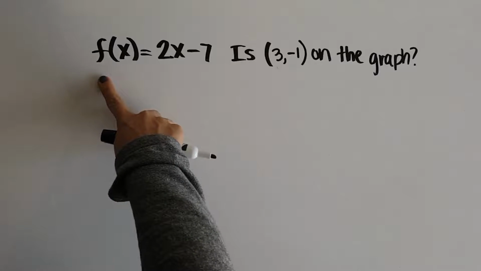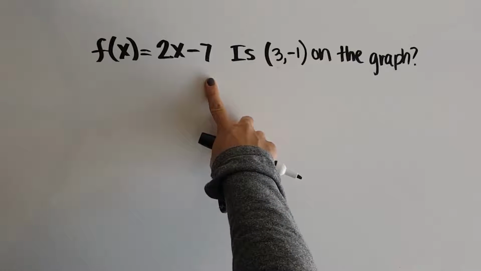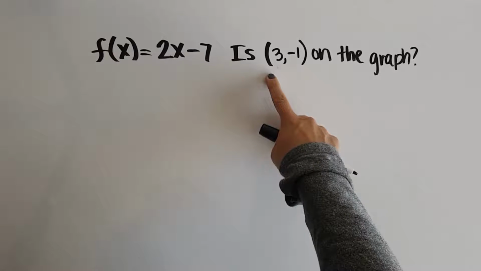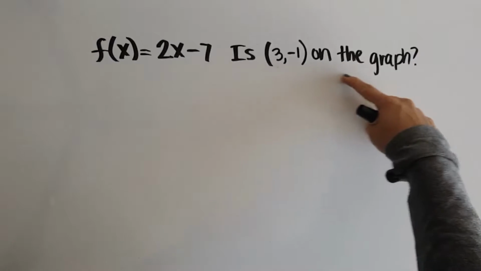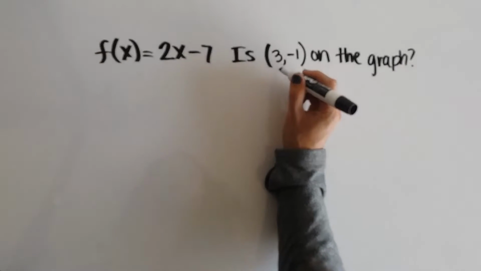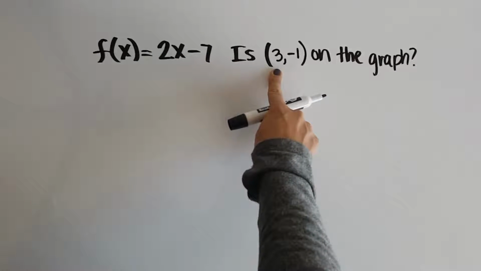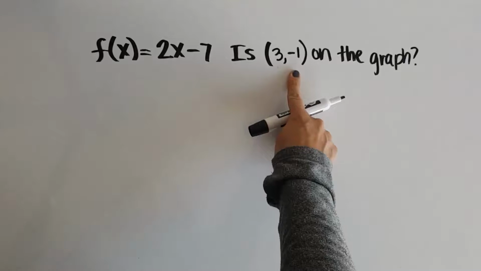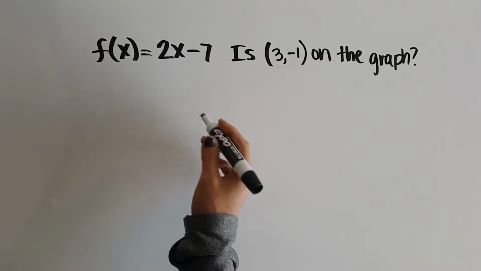If we have the function f of x equals 2x minus 7, they want to know, is the point (3, -1) on the graph of this function? If it is, we know that when we put 3 into our function, we should get negative 1 out. So let's go ahead and see if that's true.